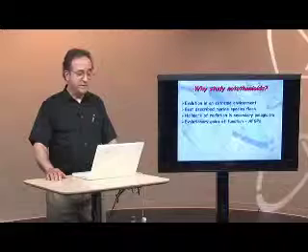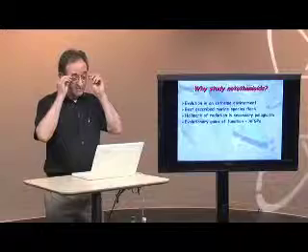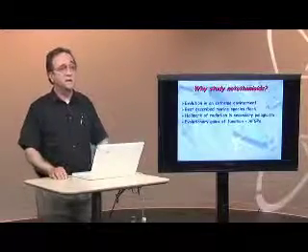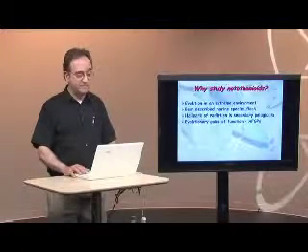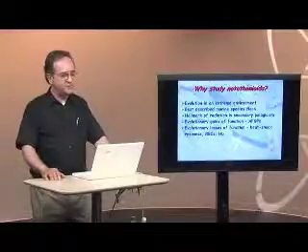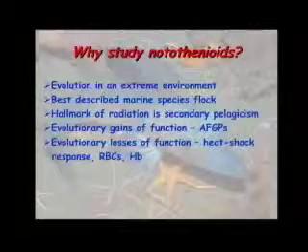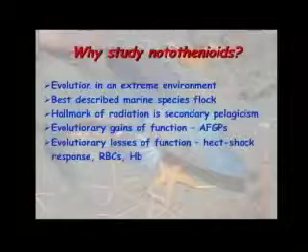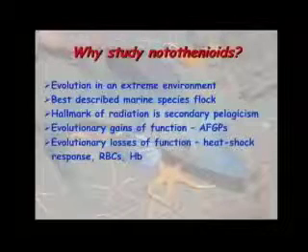We also see in the notothenioids examples of evolutionary gain of function, very novel. For example, the appearance of antifreeze glycoproteins to protect the fluids and tissues of the fish from freezing. We also see evolutionary losses of function. So red blood cells and hemoglobin have been lost in the icefishes, and most of the notothenioids seem to lack a heat shock response. A heat shock response is a protective response to a rapid increase in body temperature, which will tend to cause proteins to lose their natural biochemical activity.